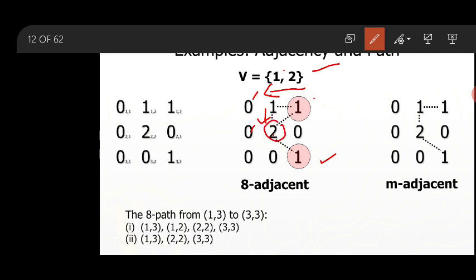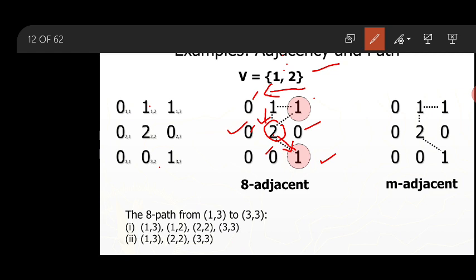Neighbors of this 2 2: 0, you can't go because it is not from the set V. This 0 you can't go either. But you can go here diagonally, because in 8 adjacency you can go diagonally also. So how did you reach here? 1 3, 1 2, 2 2, 3 3.